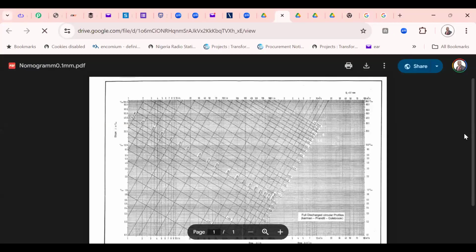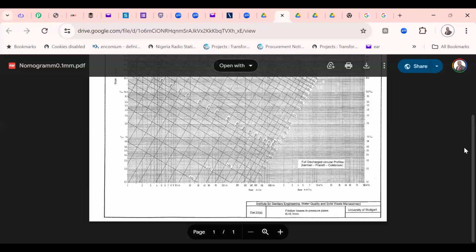So open the charts. Let me show you how to use the chart so that you can practice within the week. This chart was actually developed by my former university, University of Stuttgart. But like I said, go online, there are many charts. Any chart you download, you just study how to use it.